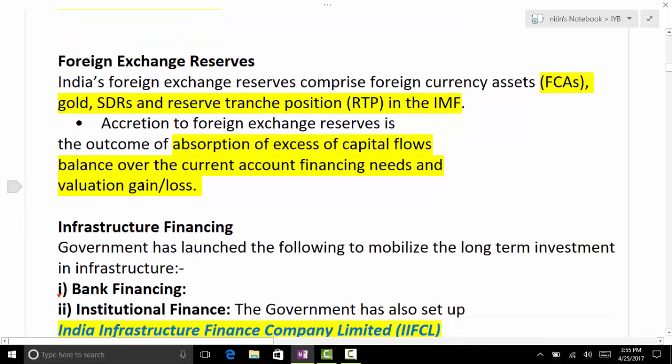Now, how is there accretion of foreign exchange reserve? Either there can be excess capital flows, or excess current flows as well, and valuation gains and losses. What is this valuation gain or loss? If a commodity's value enhanced after 10 years, what has that to do with our forex? For example, the value of gold, because gold is a part of forex. It could also be our exchange rate with respect to the dollar. So when the gold rate changes, a valuation gain or a valuation loss could be there.